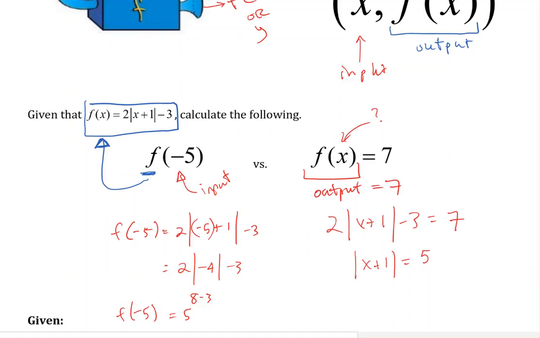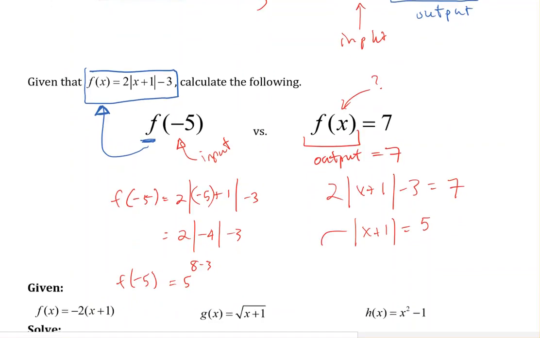And here we'll hopefully remember our rules with absolute values, that we have to split this into two different equations. x plus 1 equals 5 and x plus 1 equals negative 5 in order to get our two different values of x. x equals 4 or x equals negative 6. And those are the two different x coordinates or input values that will produce an output of 7.